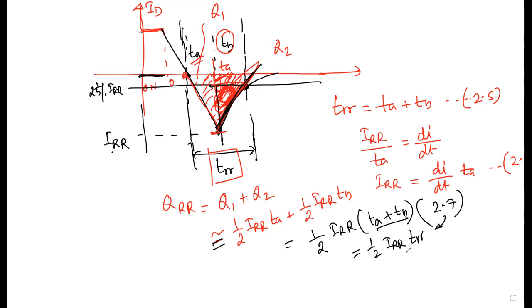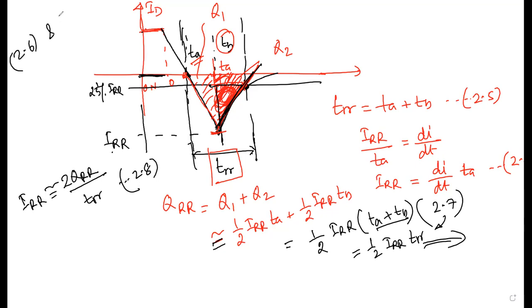So now from here, we can write down IRR will be 2QRR, which is almost equal to that divided by TRR. This is equation number 2.8. Okay? Now, if you use 2.6 and 2.8, you can find out TRR multiplied by TA equals 2QRR divided by di by dt. So equation number 2.9.